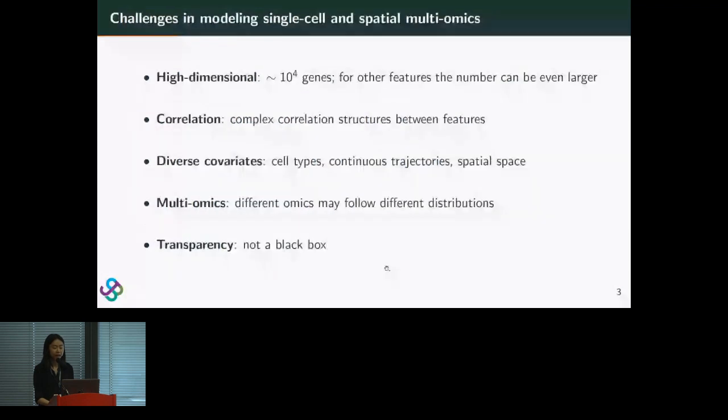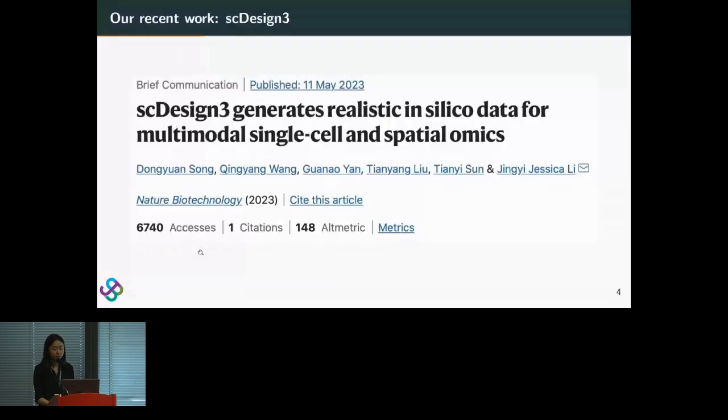There are a few challenges in single-cell, spatial omics, and multi-omics data, including the high dimensionality of features, which could be larger than the cell number, and the correlation structure of features. There are also diverse covariates: cell types, continuous trajectories, spatial space. And the multi-omics, like the RNA part, the ATAC part, and the protein part, may have different distributions. And also, we hope the model parameters can be transparent. So this is the published paper, scDesign3.